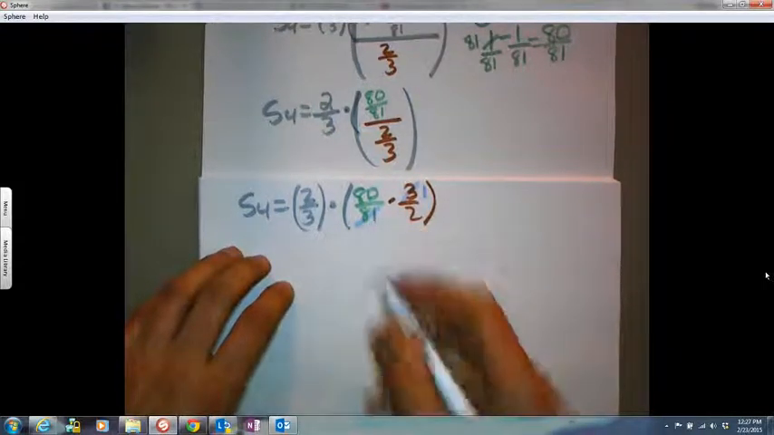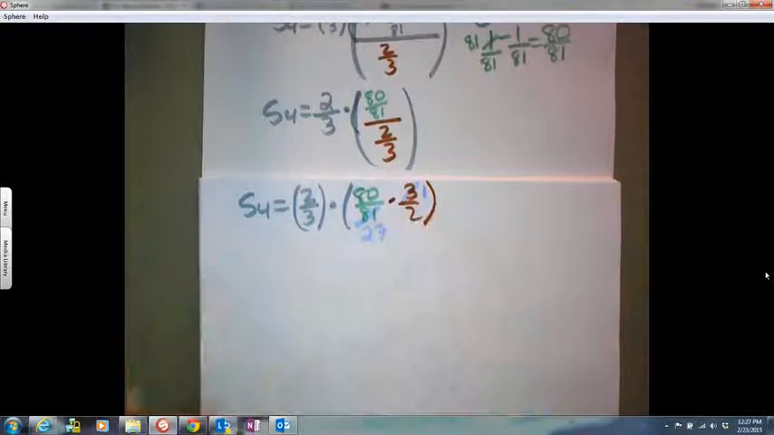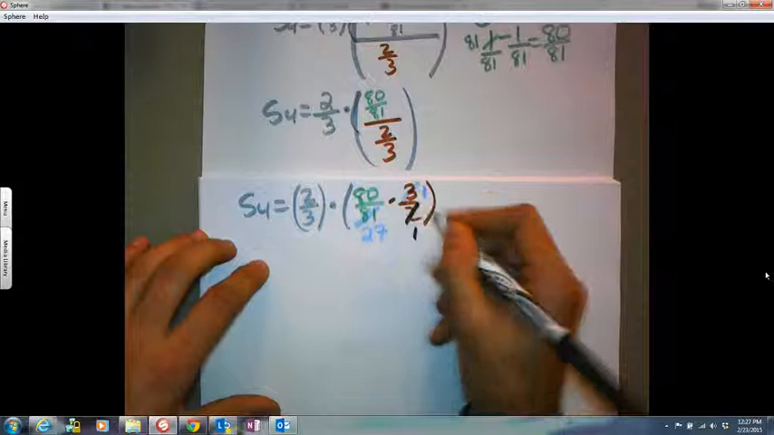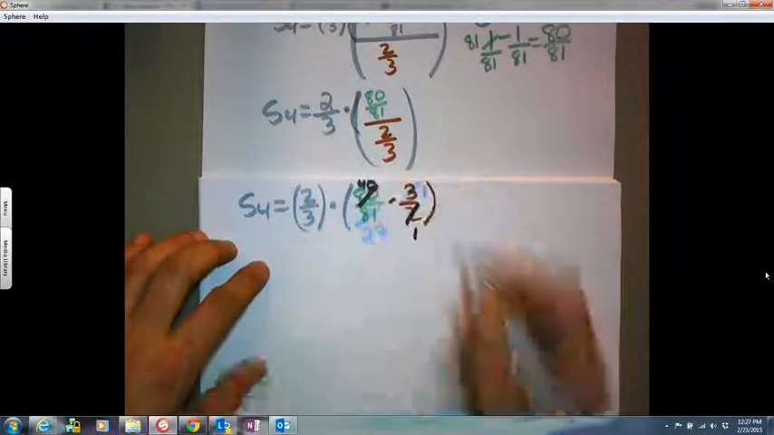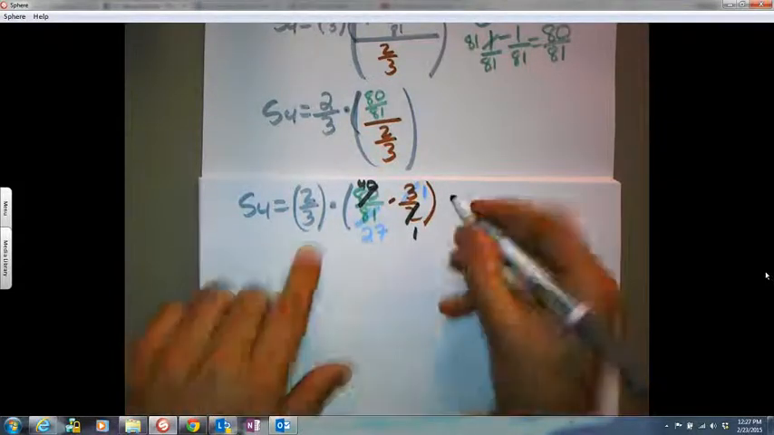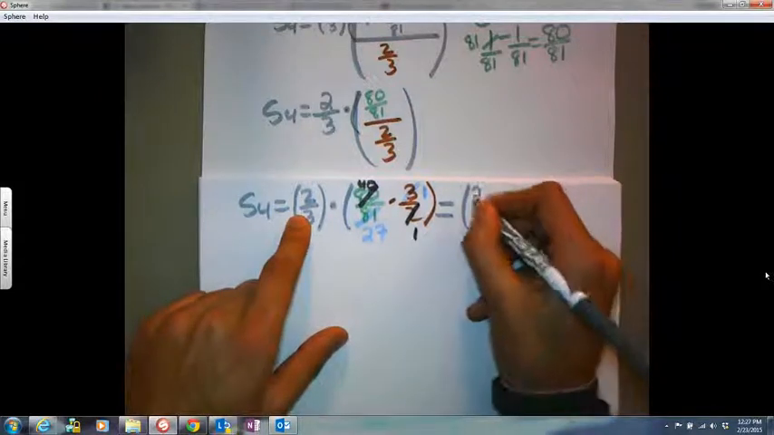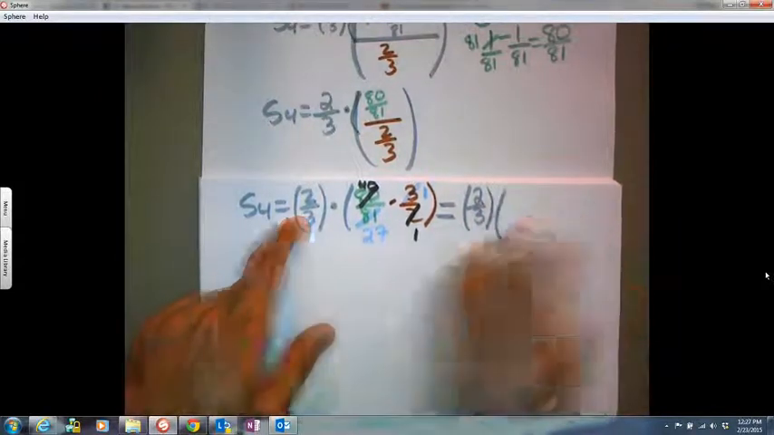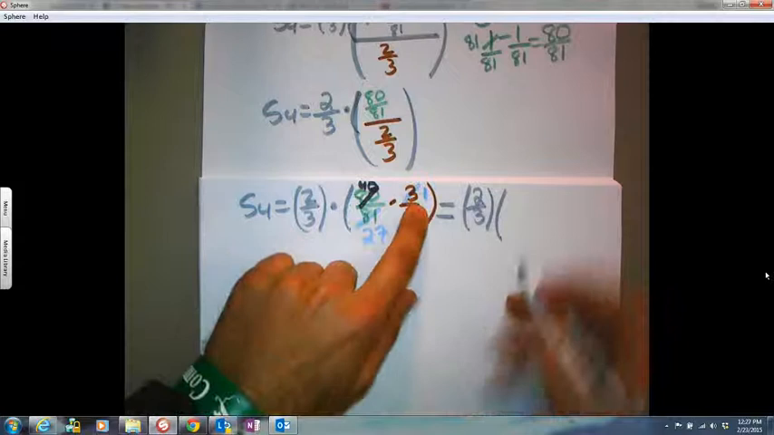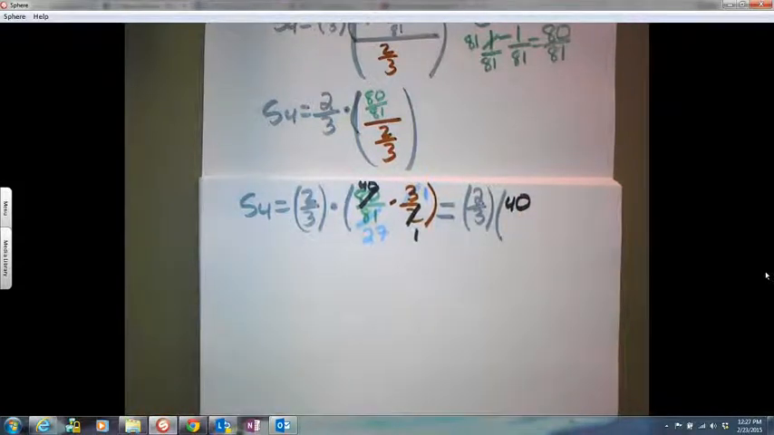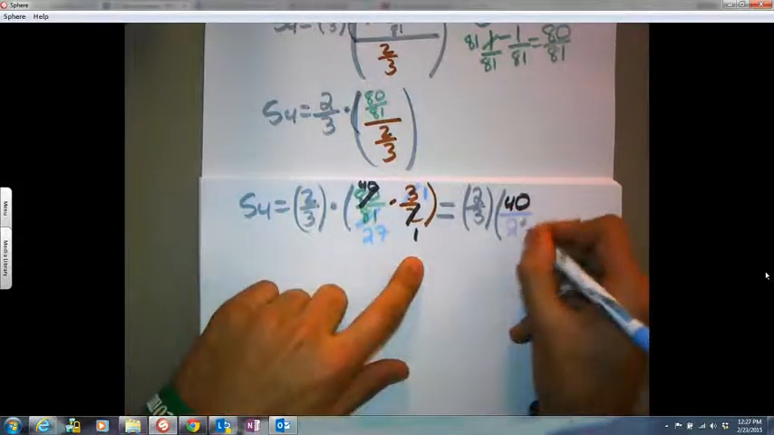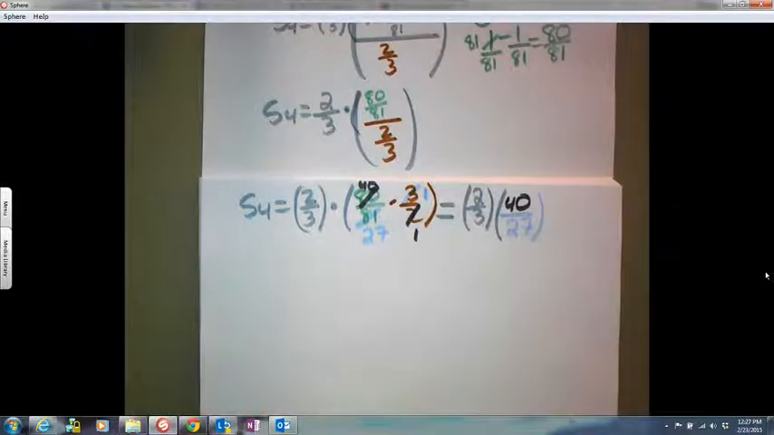The 2 and the 80 can both be divided by 2. 2 divided by 2 is 1. 80 divided by 2 is 40. So what do I have left? Well, this 2/3 hasn't gone anywhere. 40 times 1 is 40. 27 times 1 is 27. So I've got 2/3 times 40 over 27.